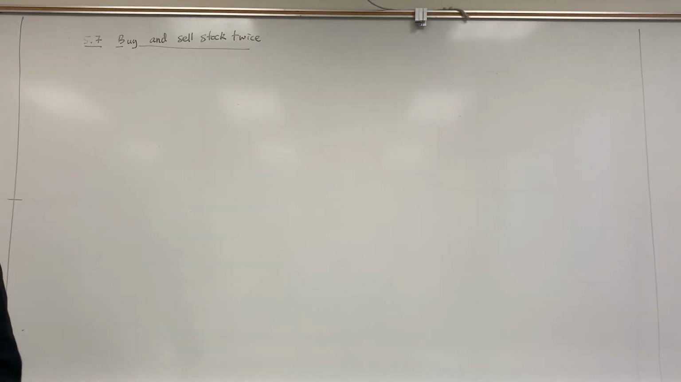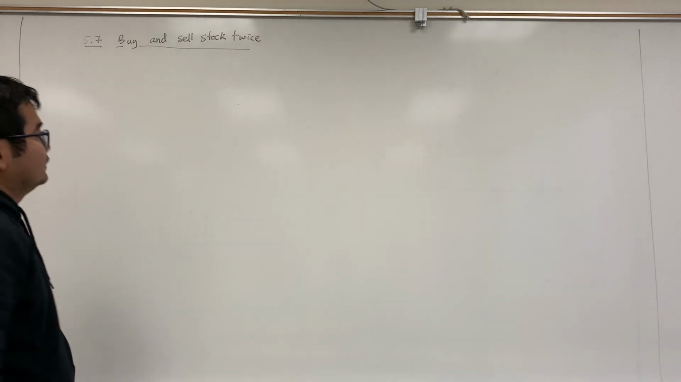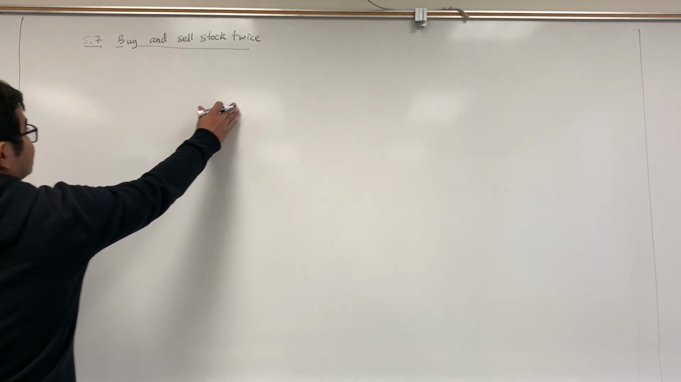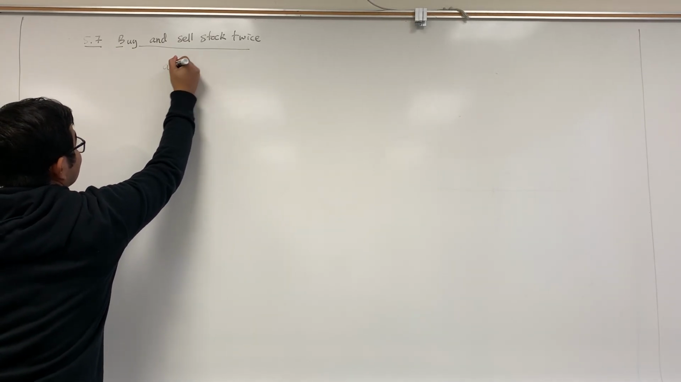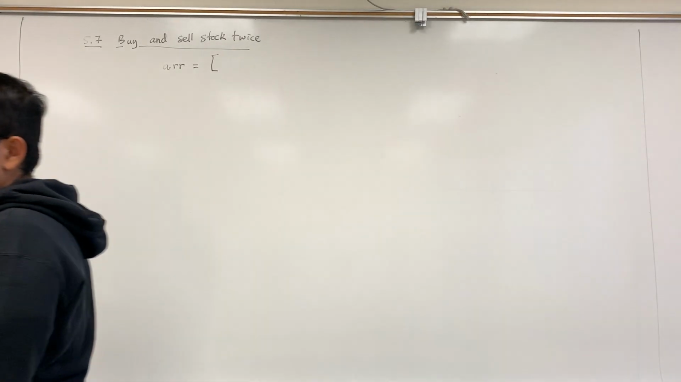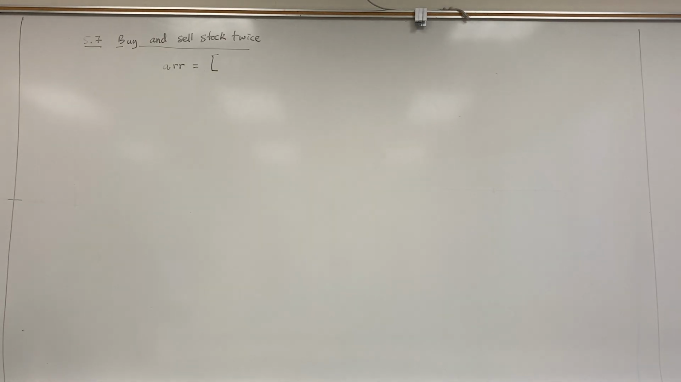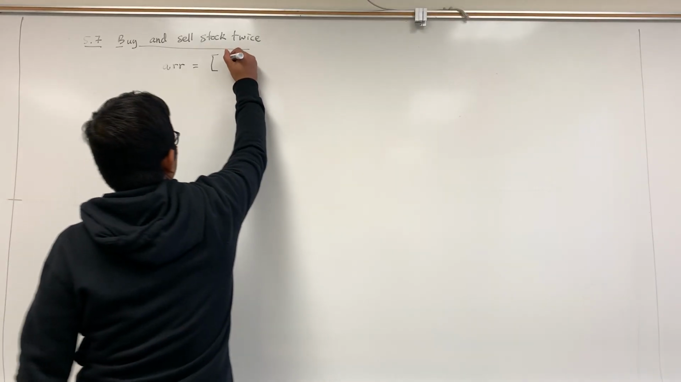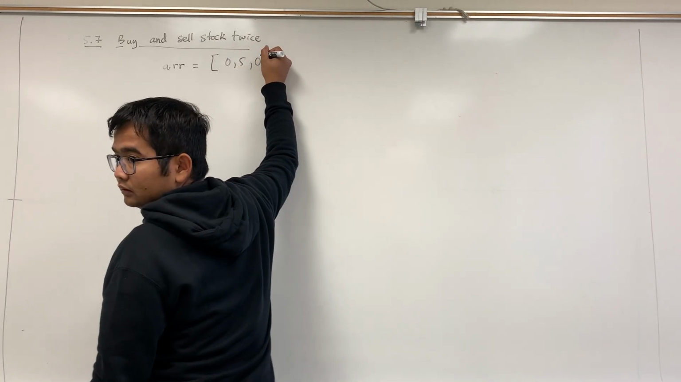And the question asks, write a program that computes the maximum profit that can be made by buying and selling a share at most twice. The second buy must be made on another date after the first sell. Alright, let's think about it. Let's say that given an array AR that represents all the stock. Let's get an example. Say stock is 0, 5, 0.